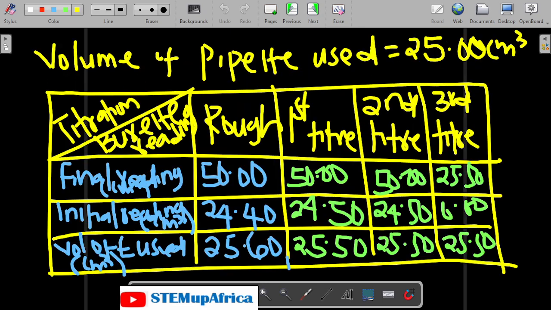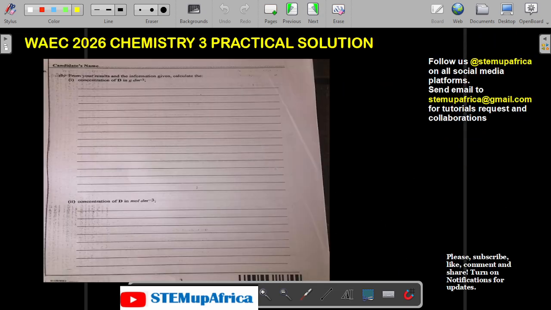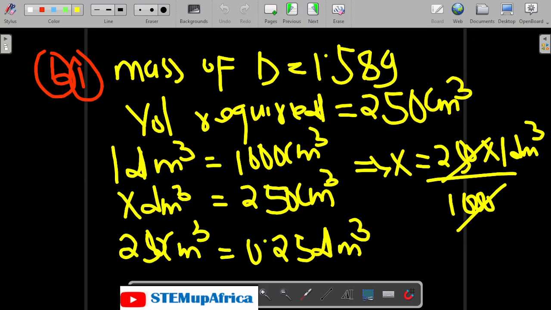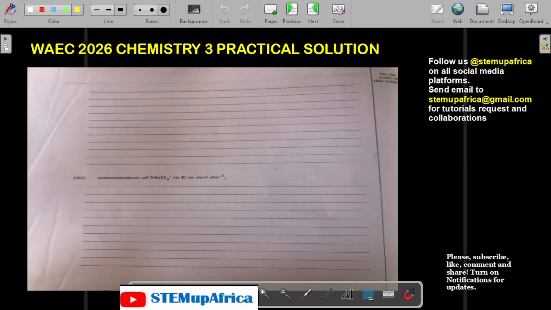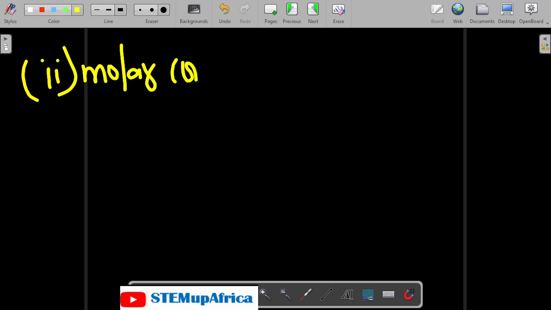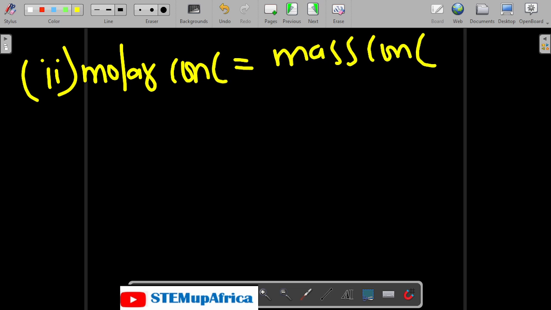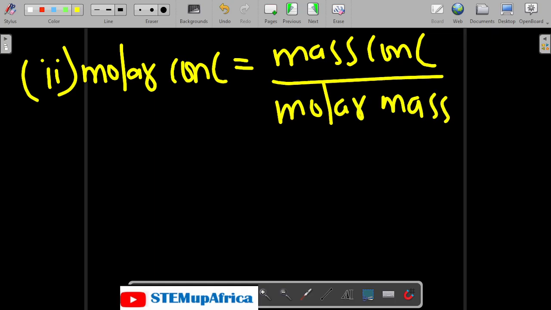Let's check B, Roman figure 2. It says concentration of D in mole per dm cube. So the same D now, but in mole per dm cube. Let's identify who D was. Our D is the acid, the weak acid. So we need molar concentration. Molar concentration is simply mass concentration over molar mass. So let's find our molar mass.